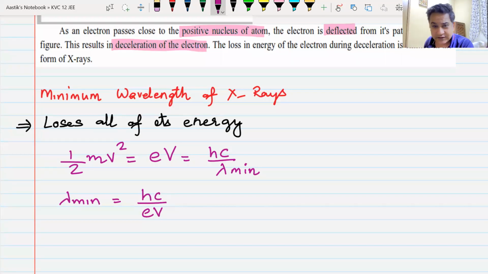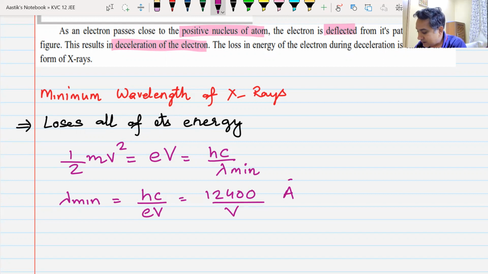Now, if I put everything in SI units, I will get the answer in meters, but I don't want the answer in meters. I want the answer in Angstrom units. So we'll have that shortcut: 12,400 divided by V, and we will get the answer in Angstrom units. Do we understand this? Note this down. I'll give you 2 minutes.